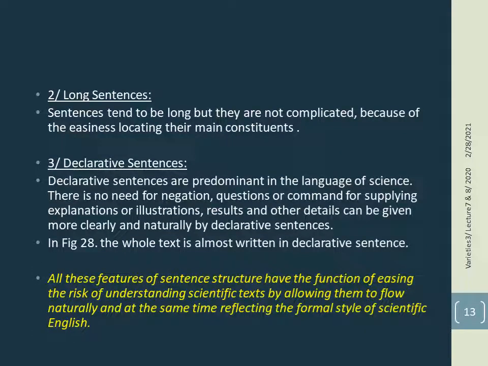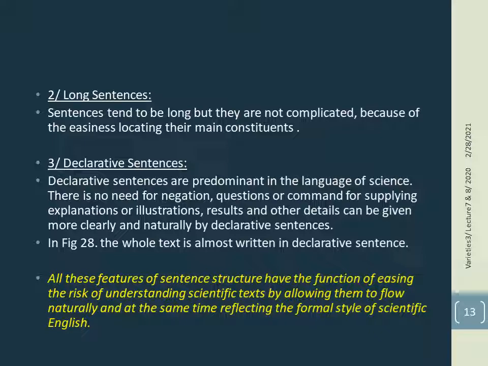Long sentences. Sentences tend to be long, but they are not complicated because of the ease of locating their main constituents. Even if we find long sentences, it doesn't mean that they are complex, but they can be long, but at the same time very simple sentences. Declarative sentences are predominant in the language of science. There is no need for negation or posing questions or commands for supplying explanations or illustrations. Results and other details can be given more clearly and naturally by using declarative sentences. In Figure 28, the whole text is almost written in declarative sentences.